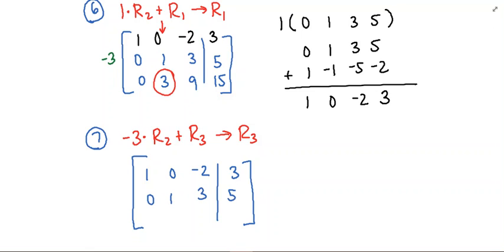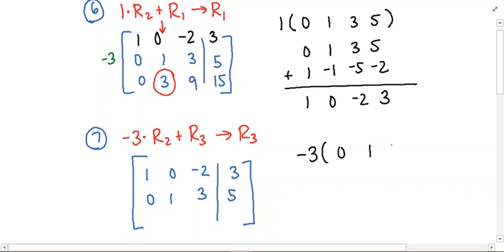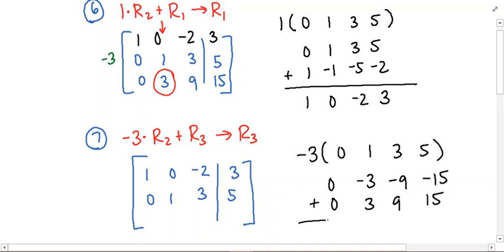Okay, go out to the side and do your work. We're going to do -3 times row 2. That's going to give us 0, -3, -9, -15. Okay, go back and add the third row to it. So go to the previous matrix and grab row 3. Okay, and now add. Okay, everything cancels. You get all zeros for row 3. Okay, so that's your updated matrix.